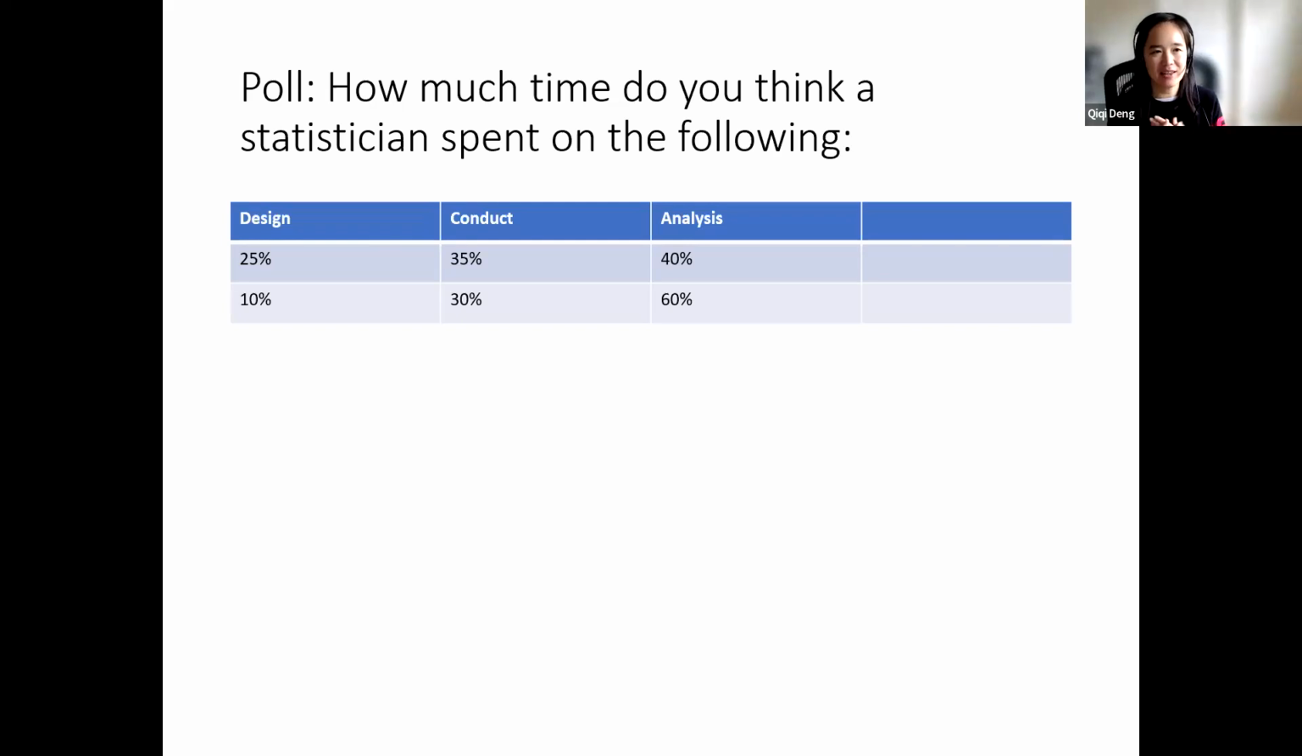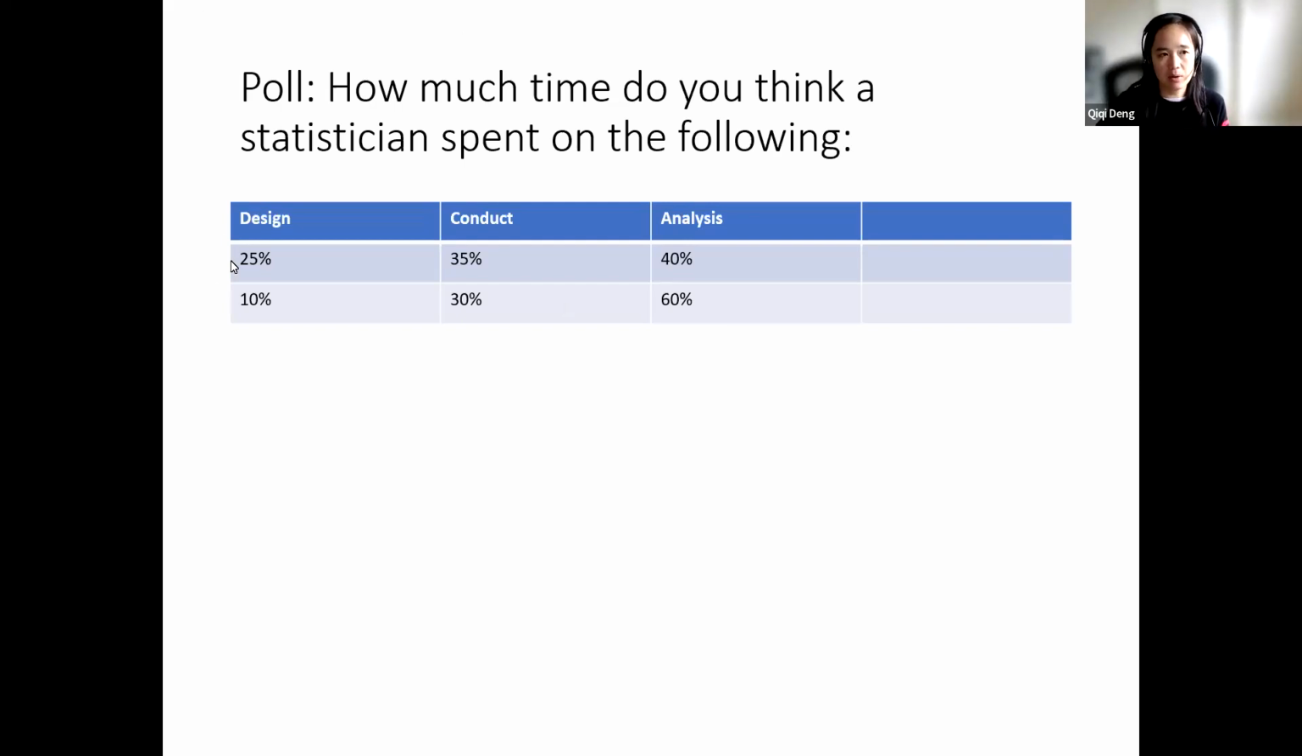Honestly speaking, when I typically have a conversation with someone who is not familiar with what we're doing in this industry, they tend to think a majority of our time is spent on data analysis. So some people even call a biostatistician a data analyst. This is actually not true in pharmaceutical or biotech companies.